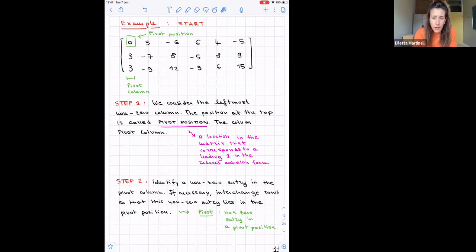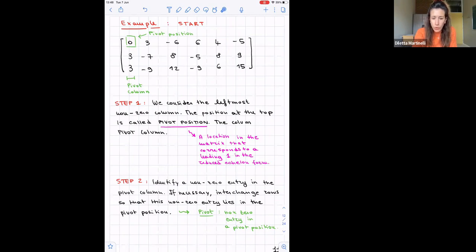Let me stop for a second. I don't know if people have any question on this terminology of the pivot position, the pivot column. I don't know if it's something that you've heard before. Understood. Good.